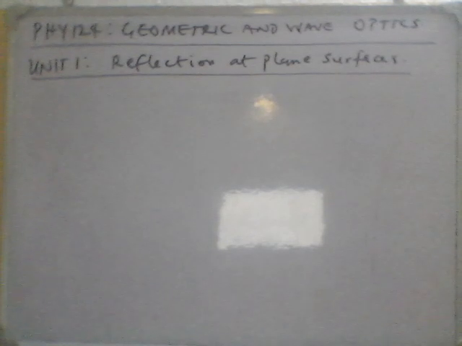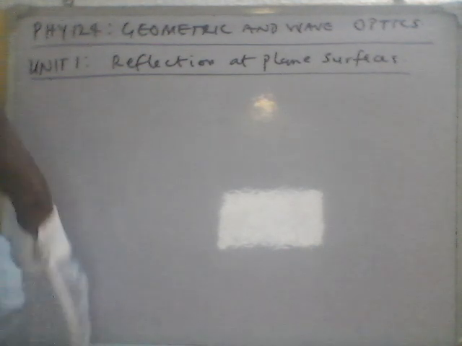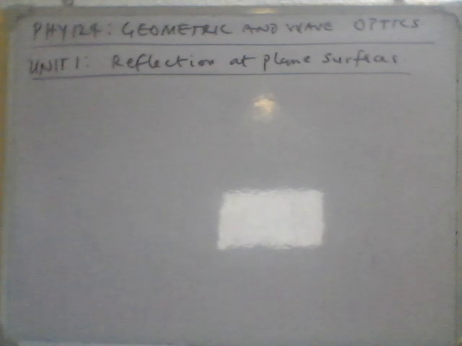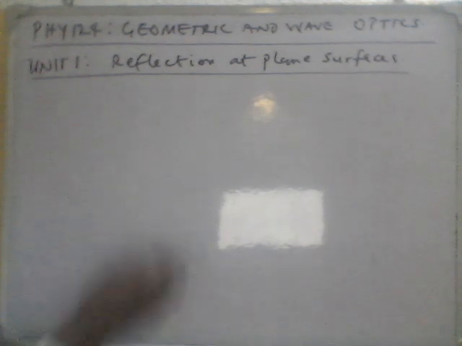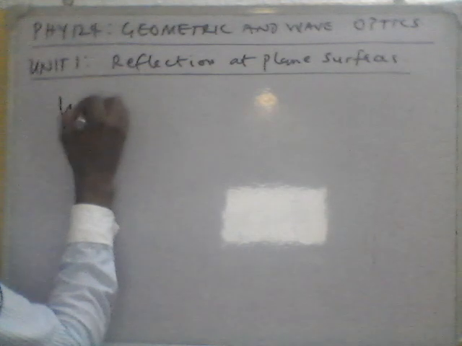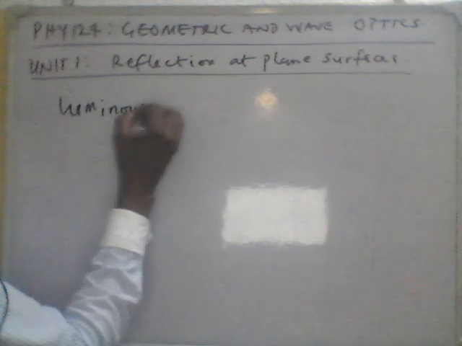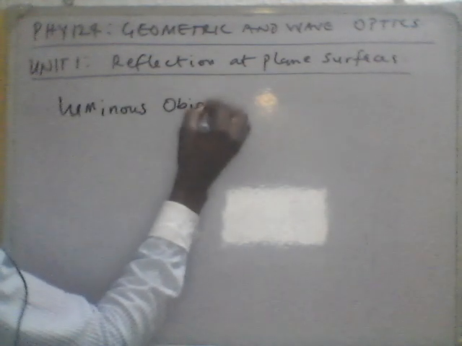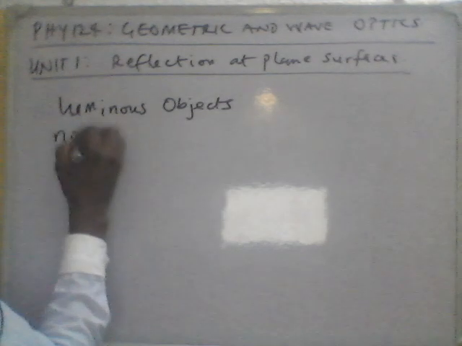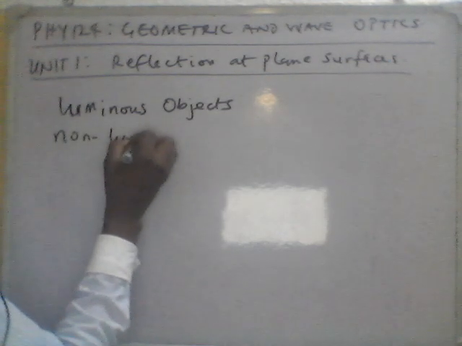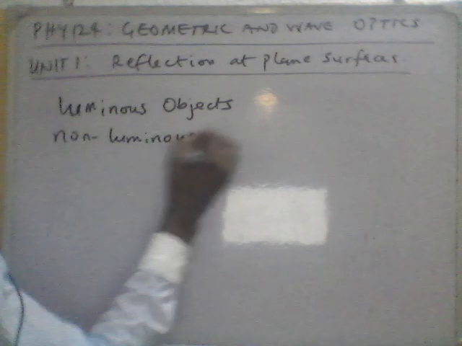So we are going to kick off with what is light reflection. Light actually allows us to see objects. There are two categories. We have luminous objects, and secondly, non-luminous objects.